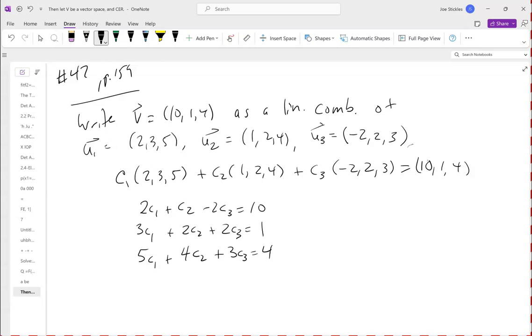Good. Yep, that's right. Now we have a system of equations, all right? We know how to solve this, don't we? We would put it in an augmented matrix and row reduce is one way to solve it, isn't it? Our augmented matrix here would look like 2, 1, negative 2, 10, 3, 2, 2, 1, 5, 4, 3, 4, right?